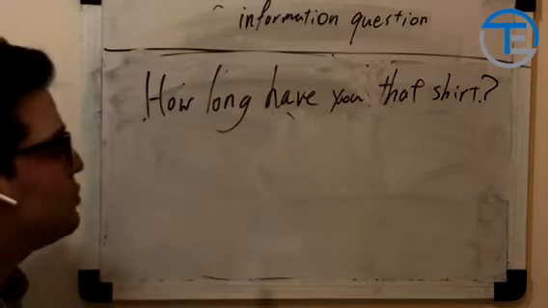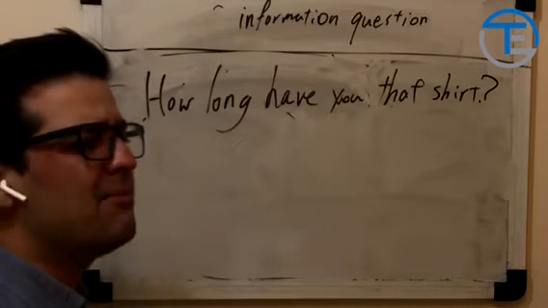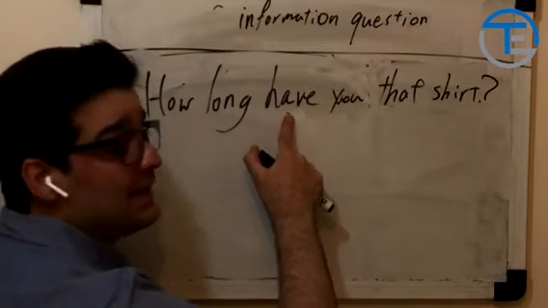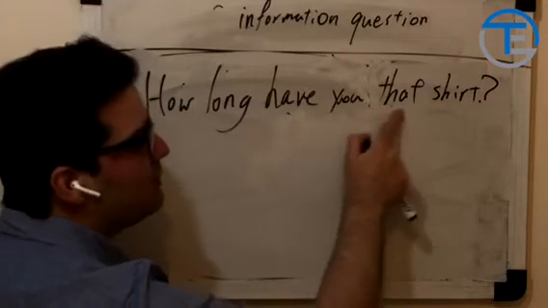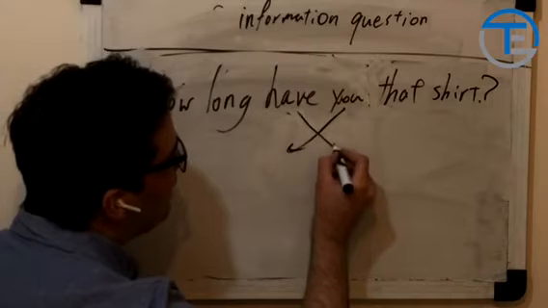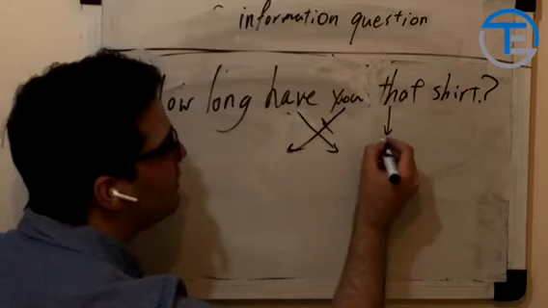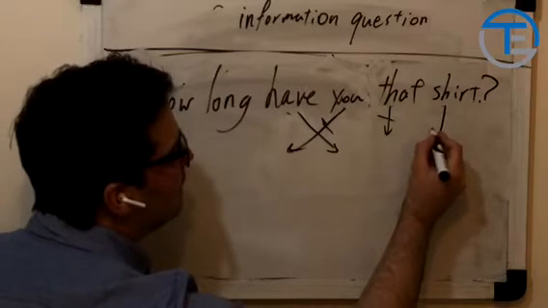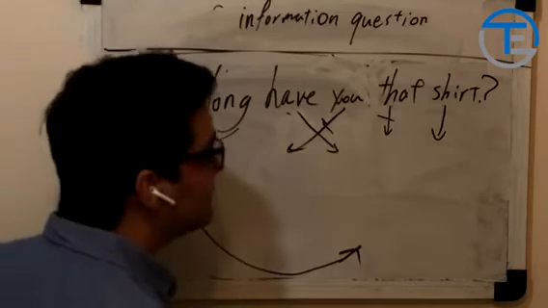We want to ask this question, how long, in the present perfect. How long, you can use it for an amount of time, okay? After that you have you, because it's a question. Have you, not you have. Have you that shirt? Okay, it's very good, easy to write. You can write like this. You, it's the opposite of that. And now here you can write your answer.